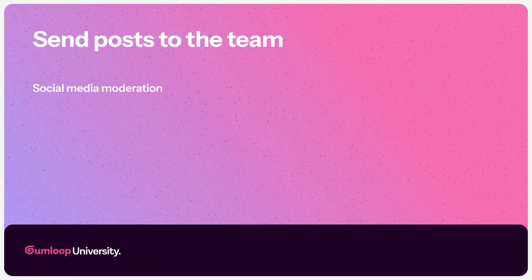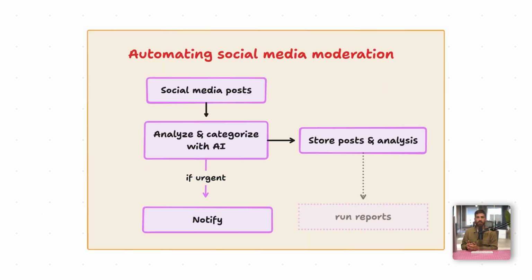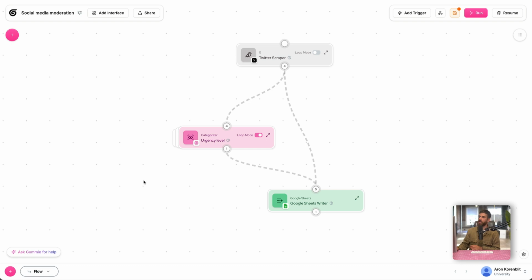Welcome back. So we've built an automation that grabs social media posts, identifies the urgency level, and then writes those to Google Sheets. Now, let's actually do something with this. Let's create something that is useful to the team. In this case, let's imagine that we want to send high urgency posts to the team so they can respond to customers faster. To do that, we need to identify those posts that are high urgency and send them to Slack.